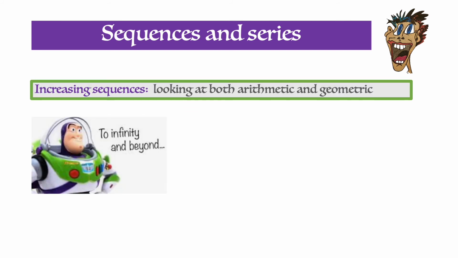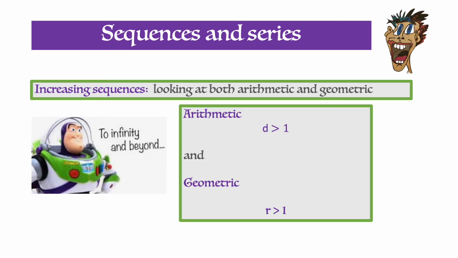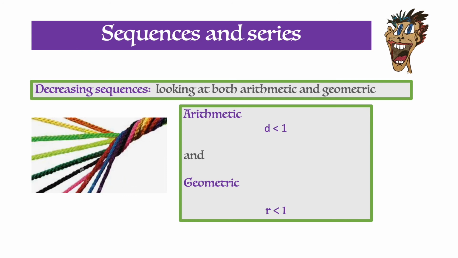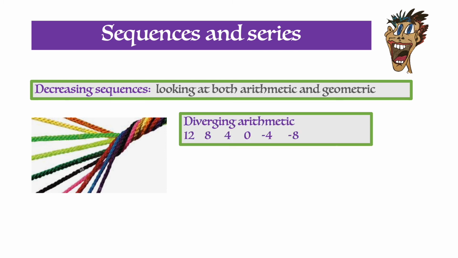Now, the other thing we need to know, sequences can be increasing. They go from here to infinity. That's where the common difference is greater than 0 and the ratio is greater than 1. They work for both arithmetic and geometric, but also we have sequences that are decreasing. An arithmetic one where d is less than 0, and a geometric with a fraction, like a half or a third, then these will be decreasing.